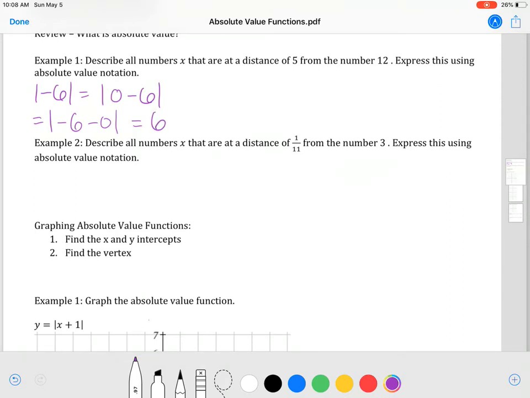So when I ask you to find the difference between two numbers, you're going to subtract them and put them on the inside of the absolute value. And whatever that distance is, that's what the absolute value is going to be equal to. So in this example here, it says, describe all numbers of x that are a distance of 5 from the number 12. So we want the distance to be 5. And any of the numbers that we're calling x, we want that distance between x and 12, which is the difference between x and 12, to be 5. So we're going to write it like this. Whatever number I put in there for x, the difference between that number and 12, that distance should be 5.